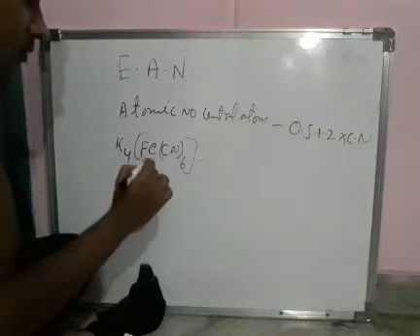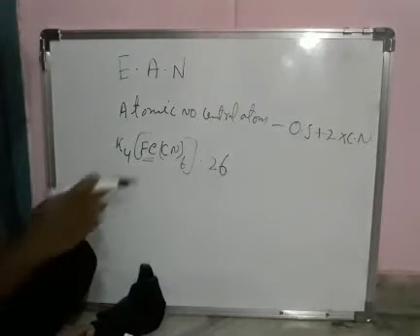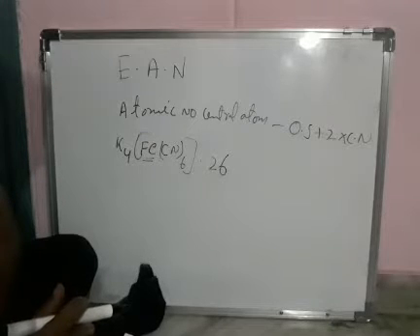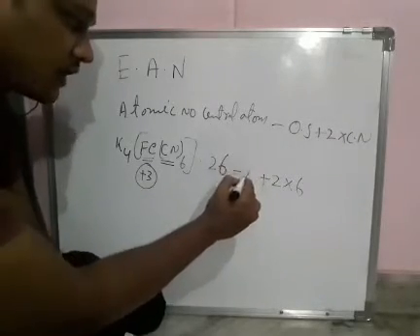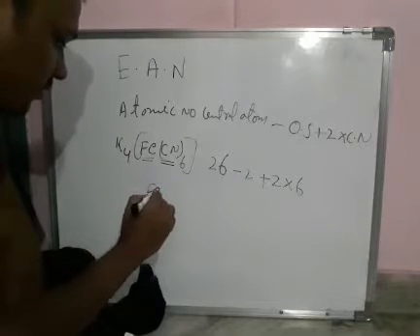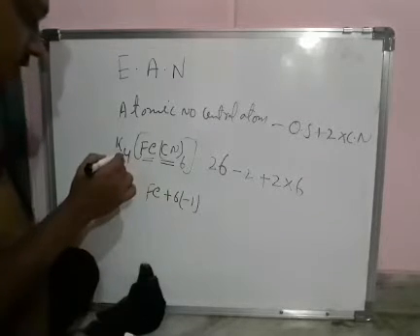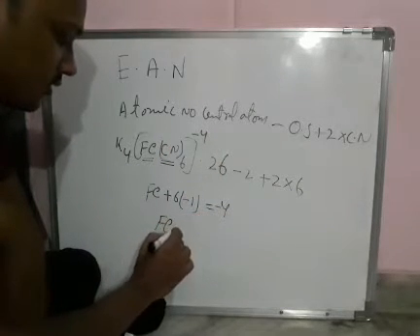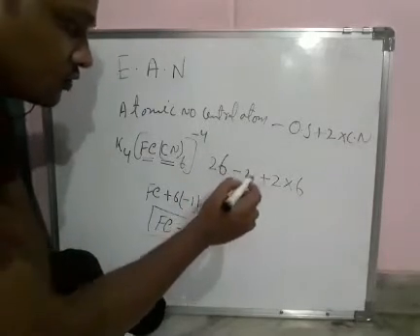Here the central metal atom's atomic number is 26, and now the oxidation state of this central metal atom can be calculated as we discussed earlier. Let us check that. Fe plus 6 into -1, so the charge on the sphere will be -4. So Fe is +2. The oxidation state of the central metal atom is +2, so here 2 is written.